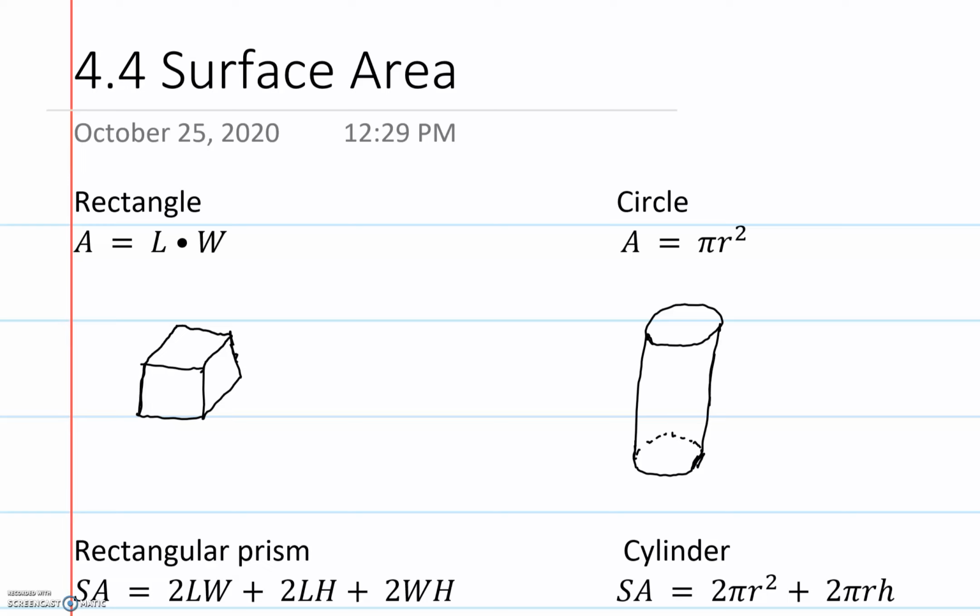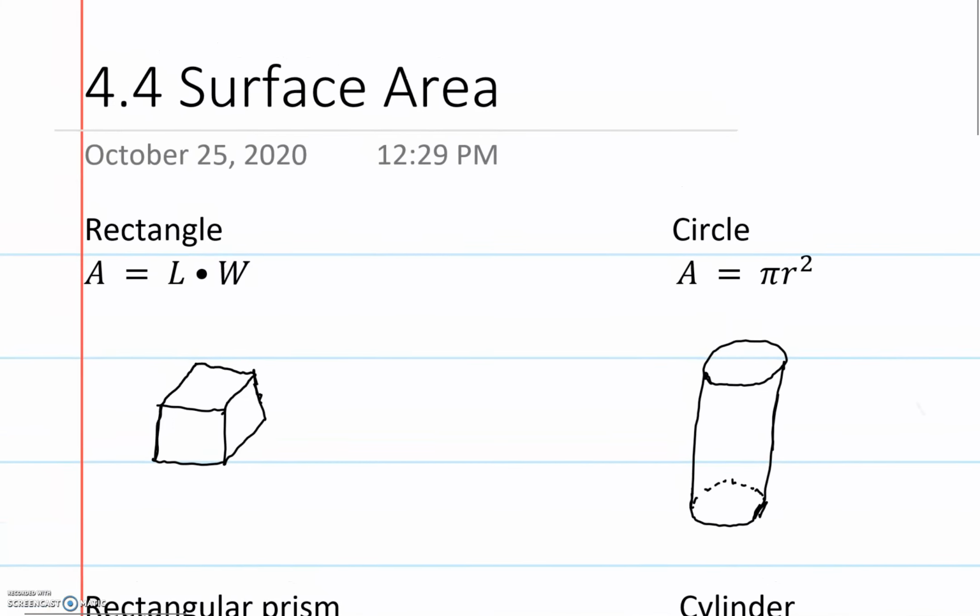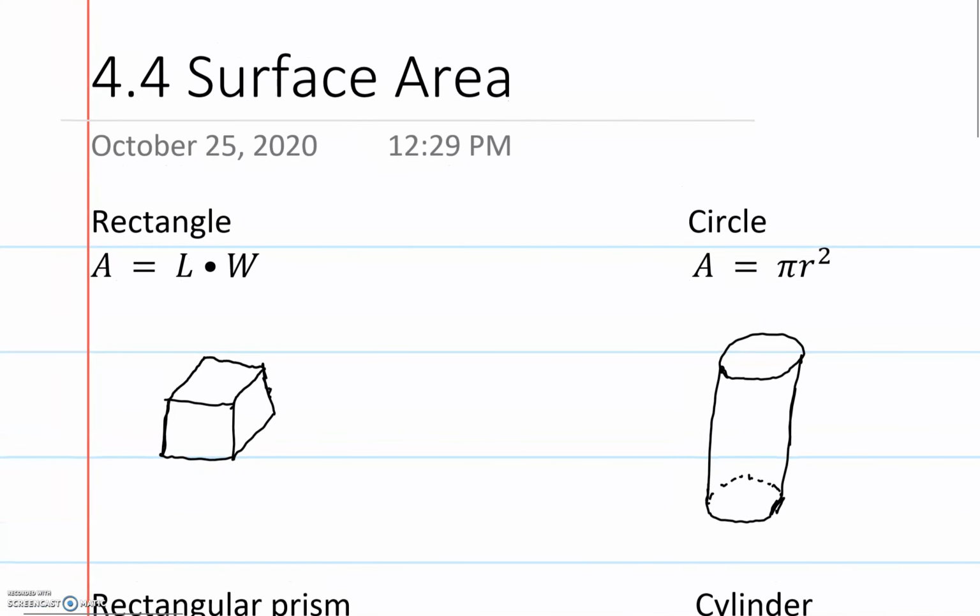So here we have a rectangle and a circle. Those are the two that we already know about. Those are the formulas for them. Very simply, a rectangle is length times width, and a circle is pi r squared. That's pretty simple. We've looked at that in previous topics, so you should look at those if you don't remember them.